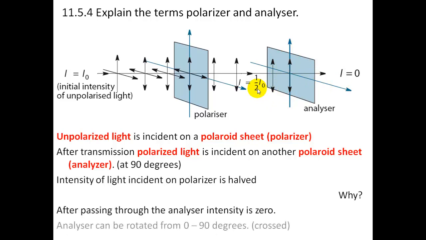Okay, and what we do is that we place material in between the two of them, which we describe as being optically active. What that means is that it basically rotates the axis of polarization. And we're going to see how this is useful soon.